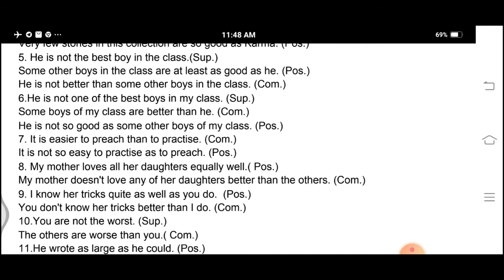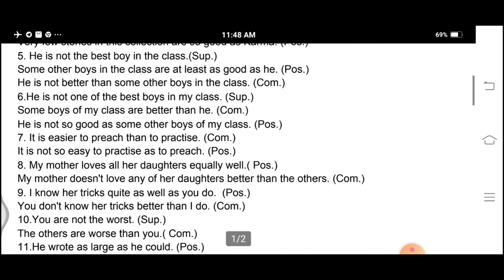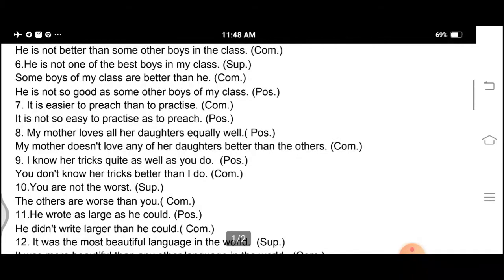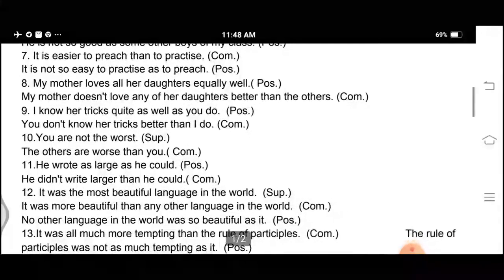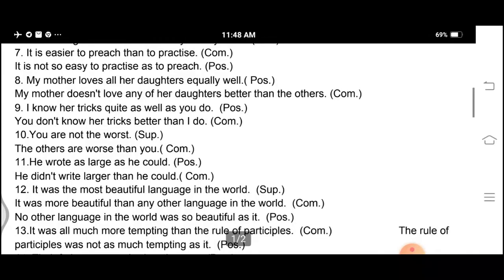Here it is positive. Next one: It is easier to preach than to practice. It's a comparative because of easier. It is not so easy to practice as to preach. It's a positive. My mother loves all her daughters equally well. It's a positive because of loves. My mother does not love any of her daughters better than the others. It's a comparative because of better.